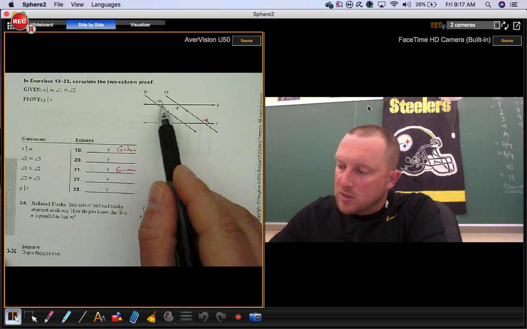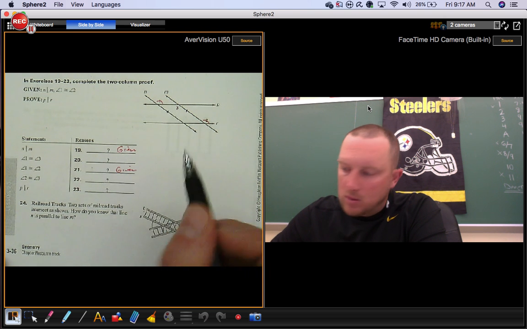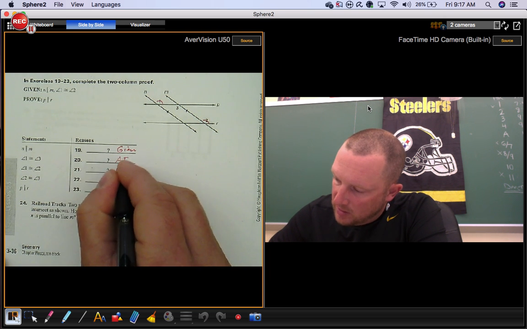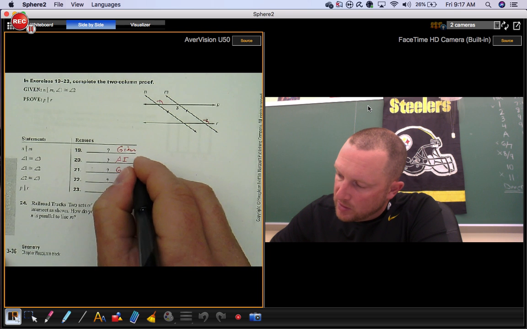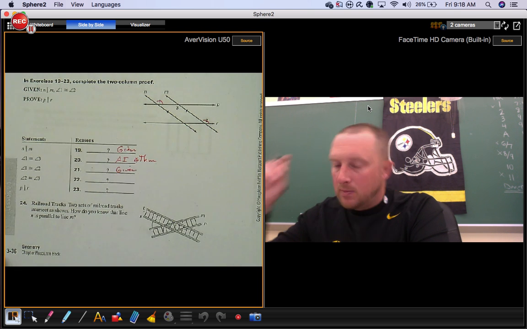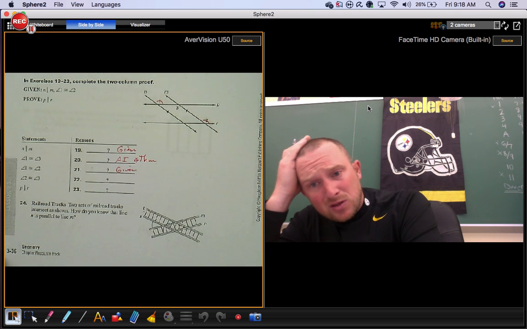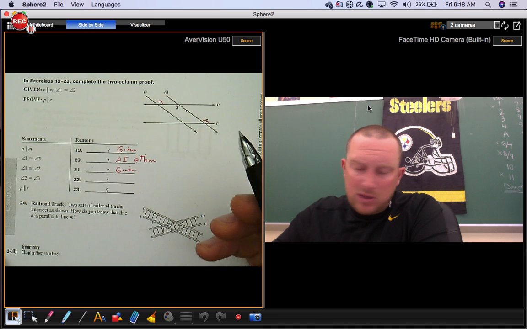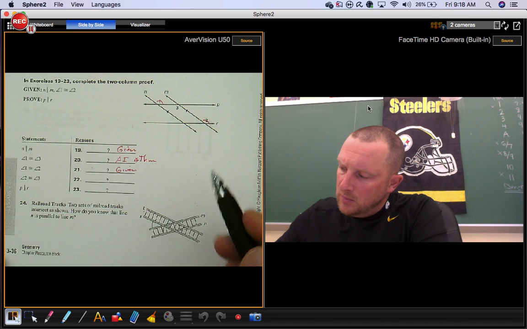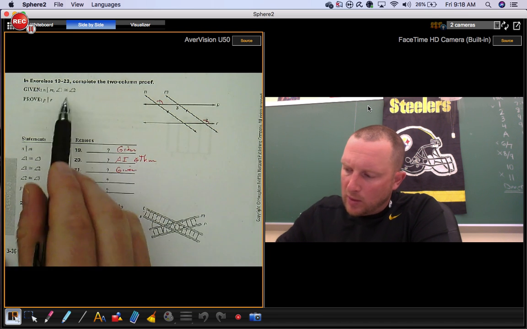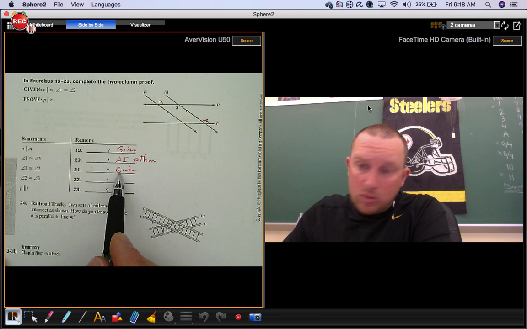What kind of relationship do these angles have, 1 and 3? These are alternate interior angles. So this is the alternate interior angle theorem. Lines are parallel, so those angles must be congruent. Now, angle 1 and angle 2 are congruent because they told you.